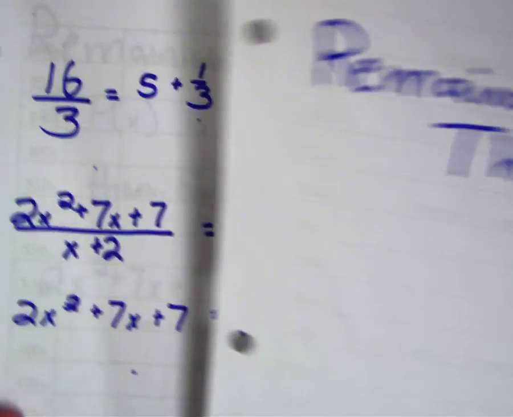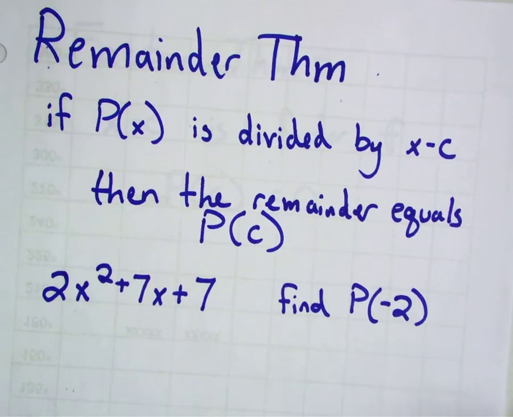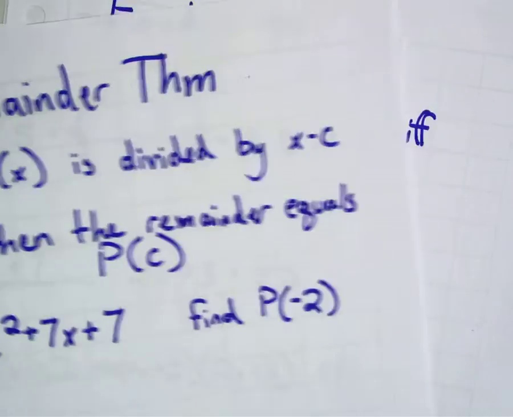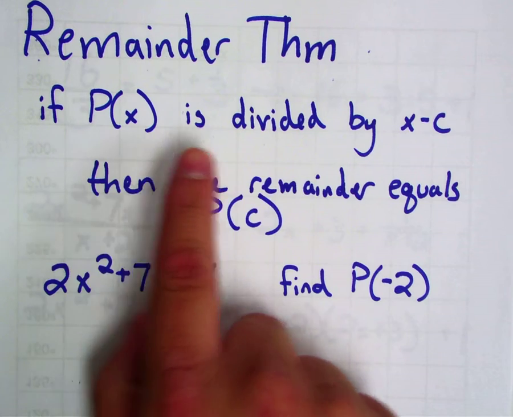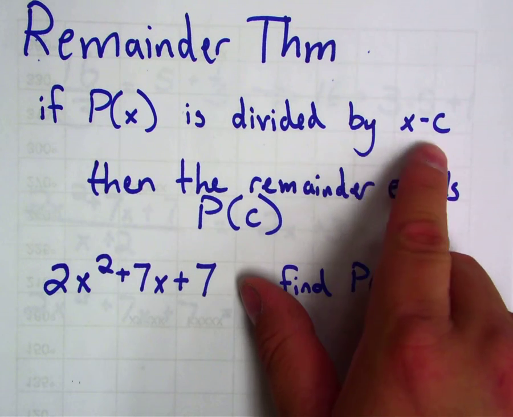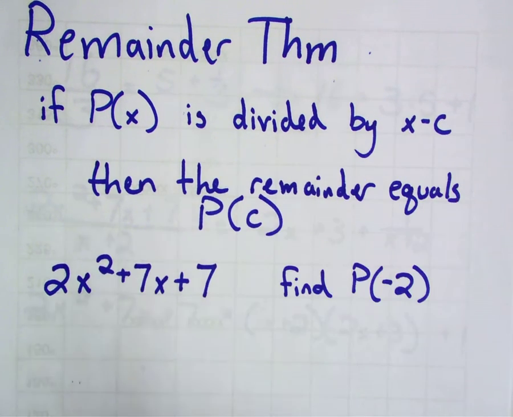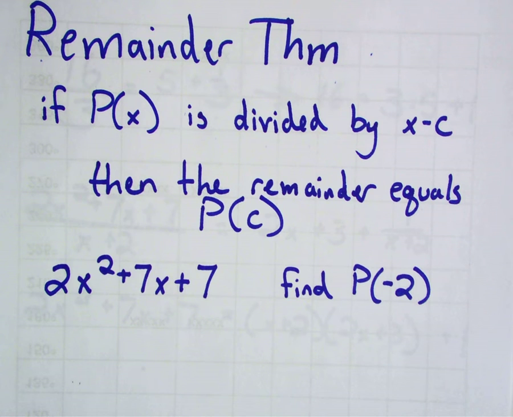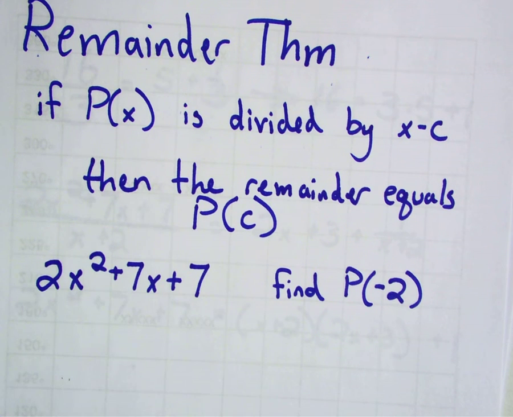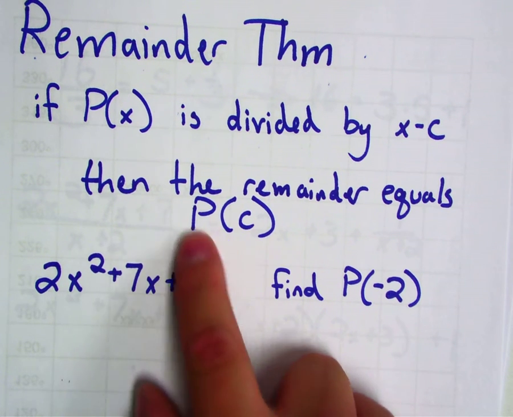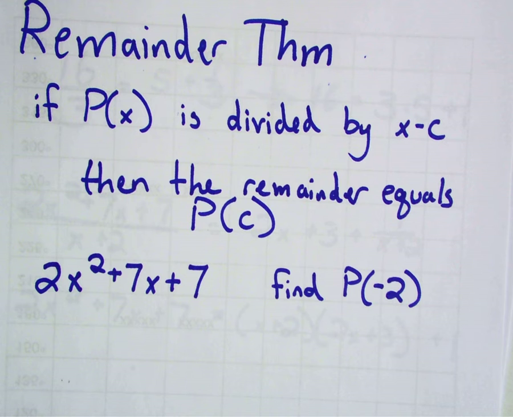So to start out with, let's go ahead and just look at what the remainder theorem says. The remainder theorem says that if a polynomial p of x is divided by a term x minus c, and c can be any number, fraction, whole number, whatever, then the remainder equals p of c. In other words, if I divide a polynomial, the remainder that I get is going to be the same as if I had plugged that number into the actual polynomial itself.